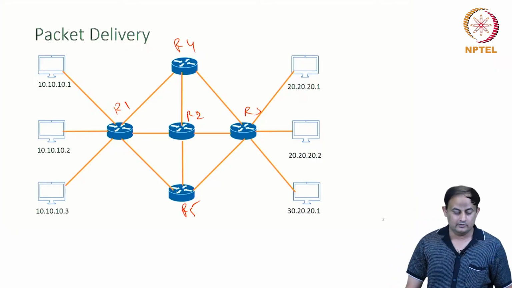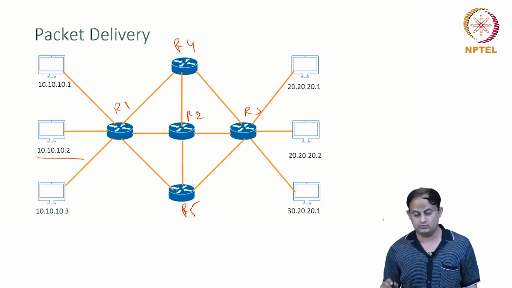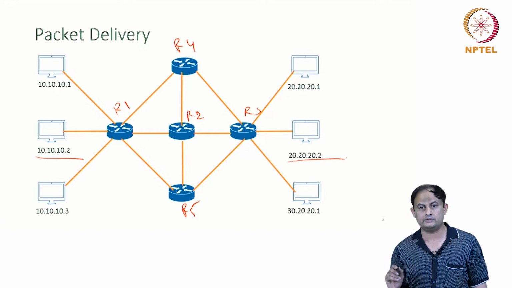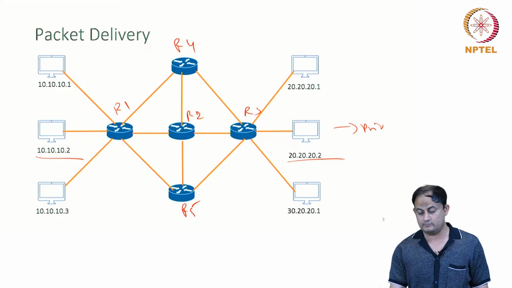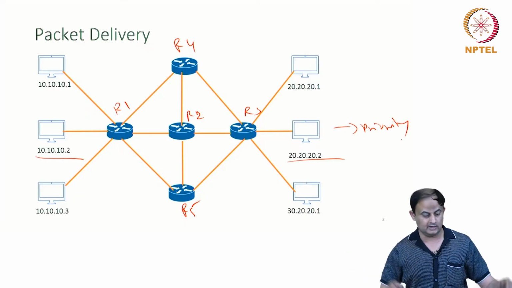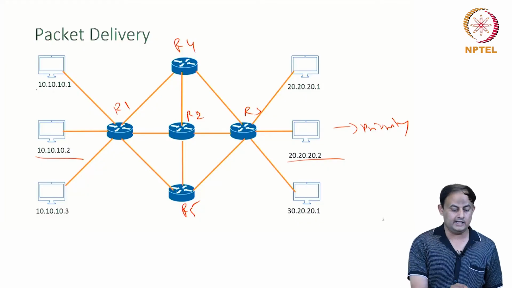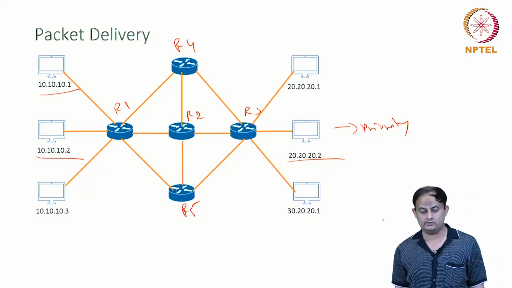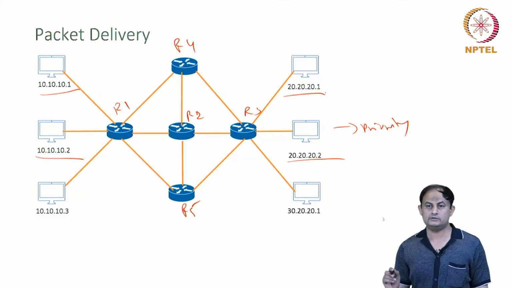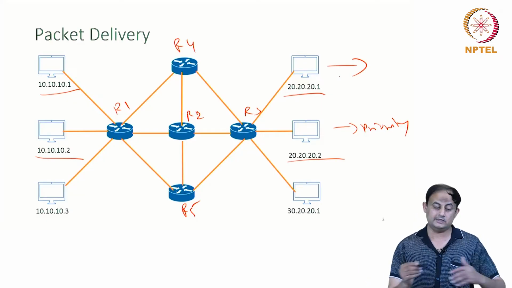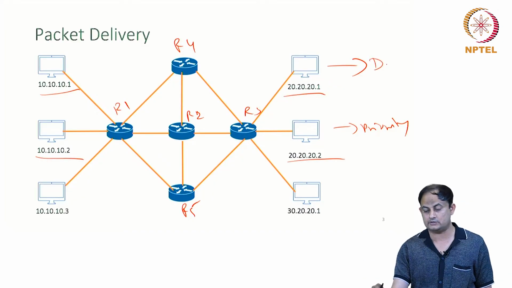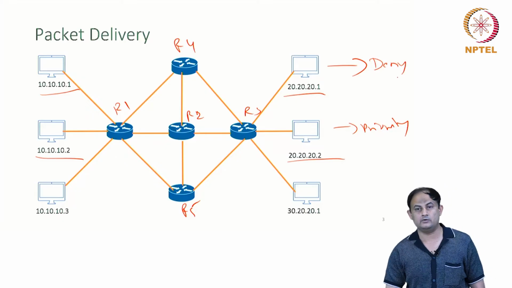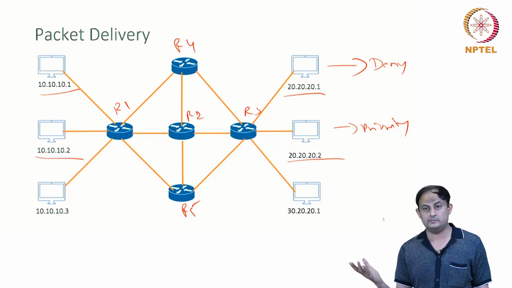For example, when 10.10.10.2 communicates with 20.20.20.2, you may want this to be given some priority over the others. Or maybe when 10.10.10.1 talks to 20.20.20.1, whether one starts or the other starts, I don't want to allow this communication to happen. I might tell my routers in the network to deny this communication.